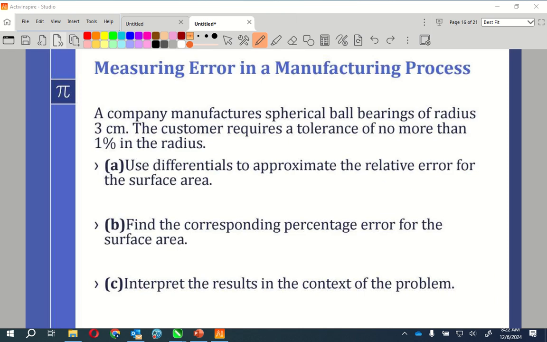Anyway, a company manufactures spherical ball bearings, a radius 3 centimeters. That's important, 3 centimeters. The customer requires a tolerance of no more than 1% in the radius. So, anyone understand what the tolerance means? What's that mean?